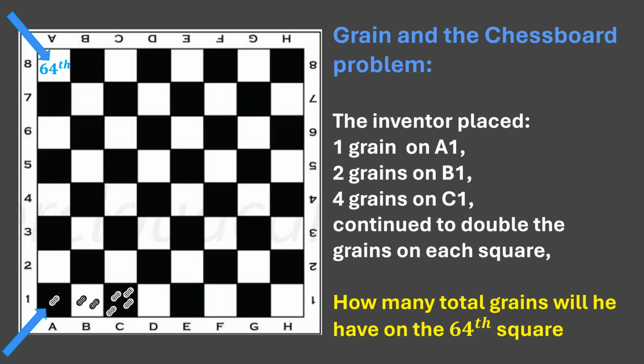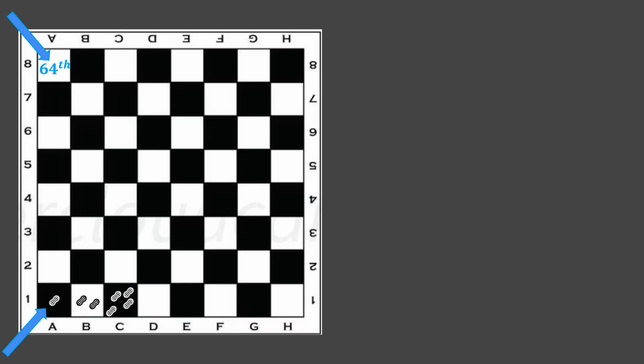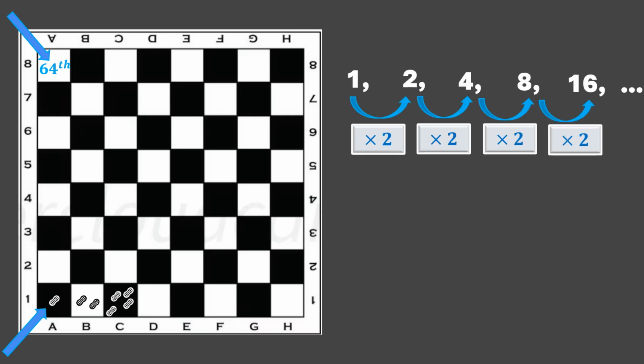Now, let's work out how many total grains he will have on the 64th square. Notice, on the chessboard, the first square has 1 grain, the second square has 2 grains, the third square has 4 grains, the fourth square will have 8, the fifth square 16. So there is a sequence. In this sequence, notice that you are multiplying by 2 to get the next.